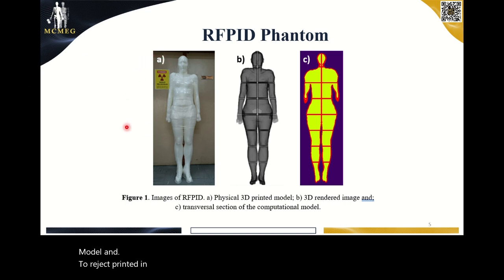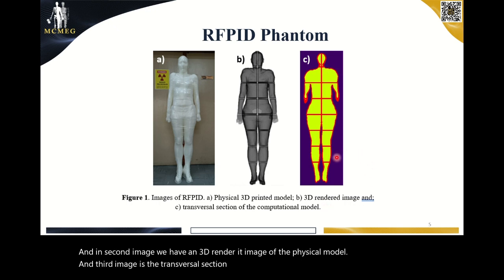In the first image, we have the physical model, and there is a reference female woman with 160 centimeters of height and 60 kilograms of weight. And in the second image, we have a 3D rendered image of the physical model. And the third image is the transversal section of the computational model that we developed.